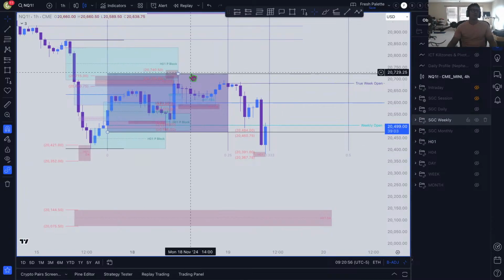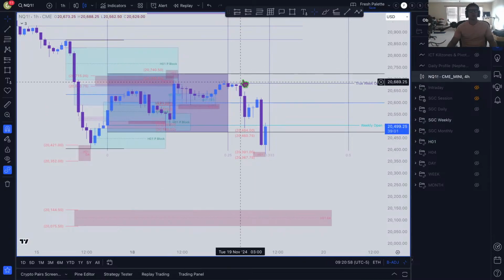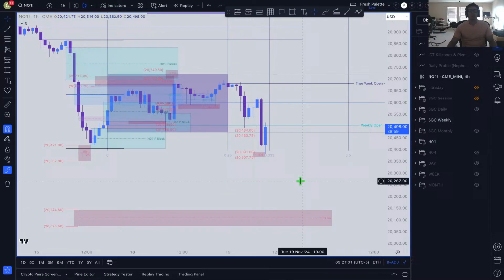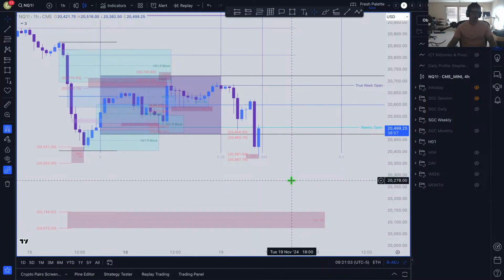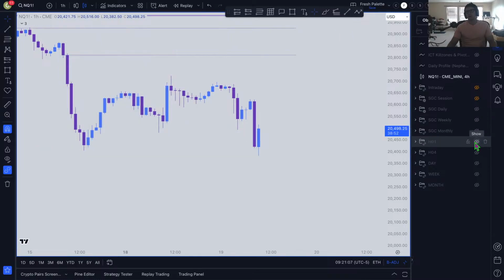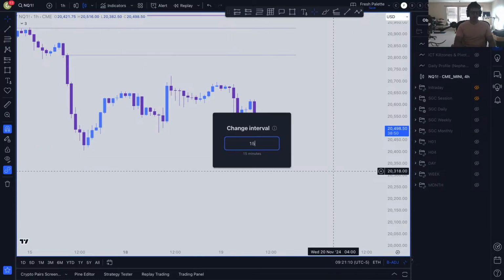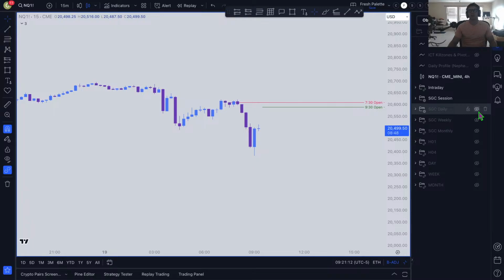So it's more sort of failure to continue is what I'm seeing, but we don't have necessarily the bull impulse yet on the weekly gann. All right, so with that, let's go conduct our daily SGCA using the 15-minute chart.